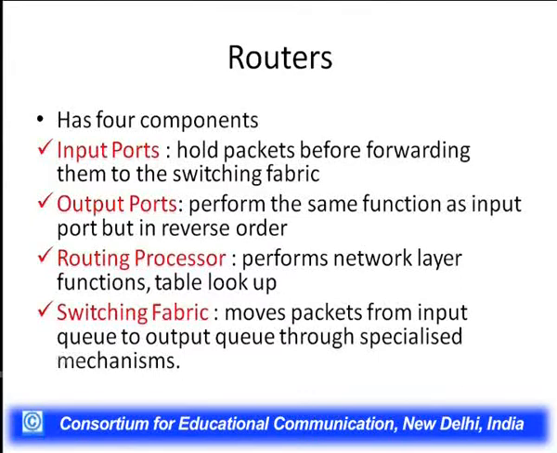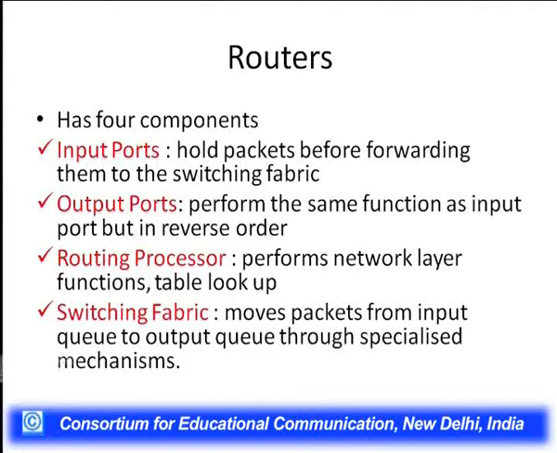the output port, which does the same function as the input port, but in reverse order, that is, it will hold the packet once it has been forwarded from the switching fabric. Then the routing processor, which performs the network layer functions like table lookup, etc., and the switching fabric, which moves the packets from the input queue to the output queue through a specialized mechanism.